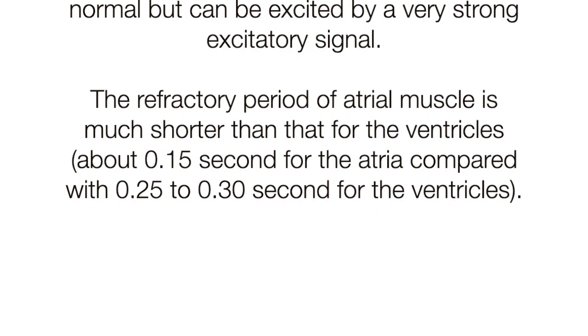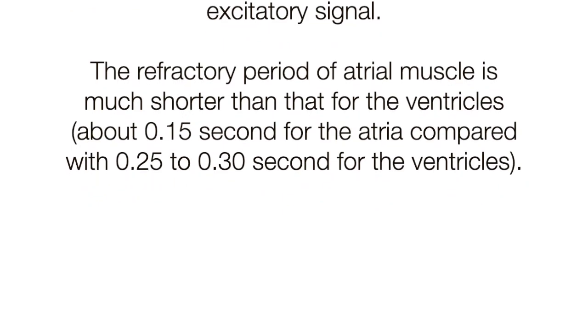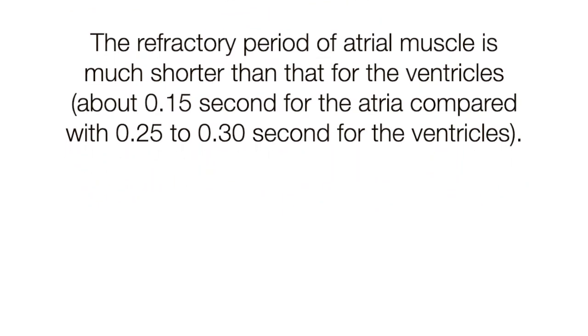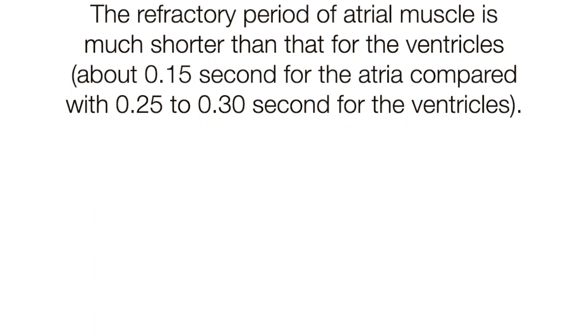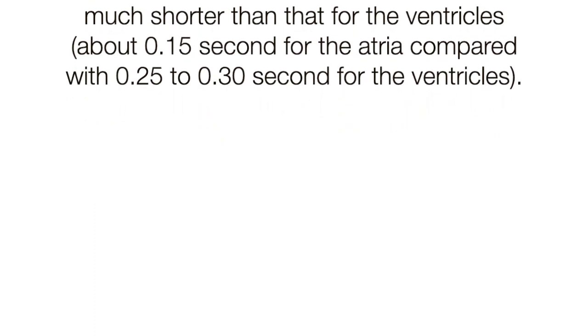The refractory period of atrial muscle is much shorter than that for the ventricles, about 0.15 seconds for the atria compared with 0.25 to 0.3 seconds for the ventricles.